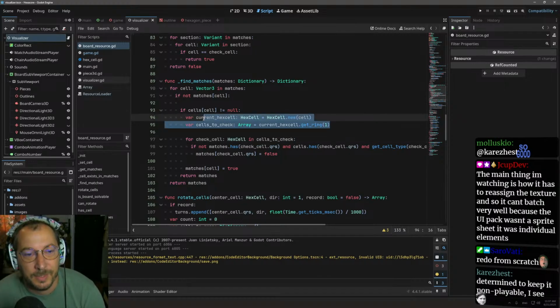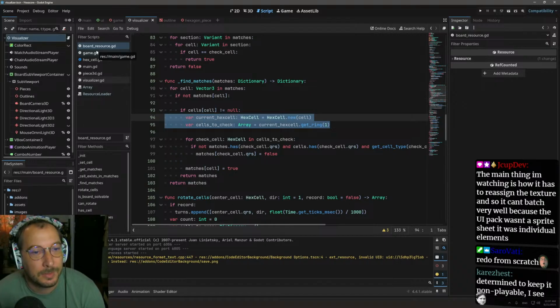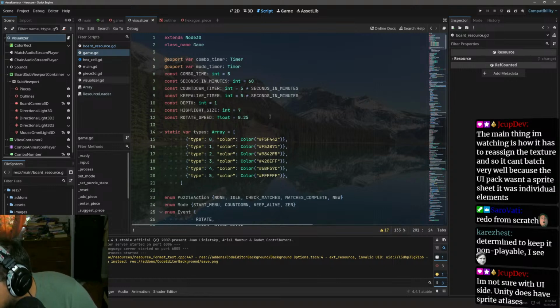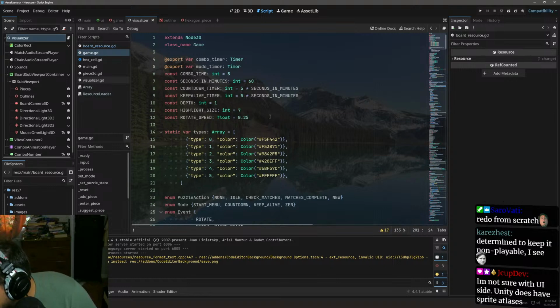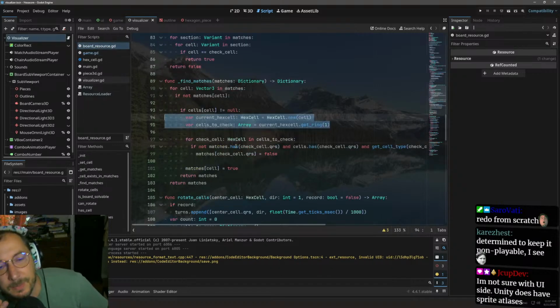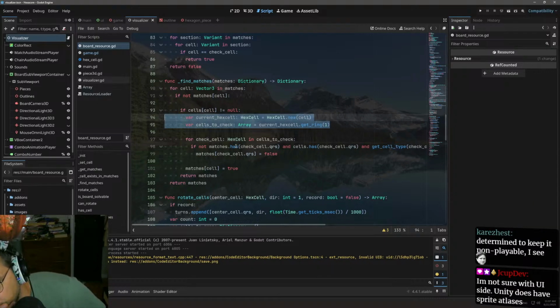So this is the only thing we're going to start with in our code. So I guess what we'll do is, I'm not sure with the UI side, Unity does have sprite atlases. Although, hang on, let's think about this. While we're building out the matches, could we build out the neighbors or the theoretical light outline area?